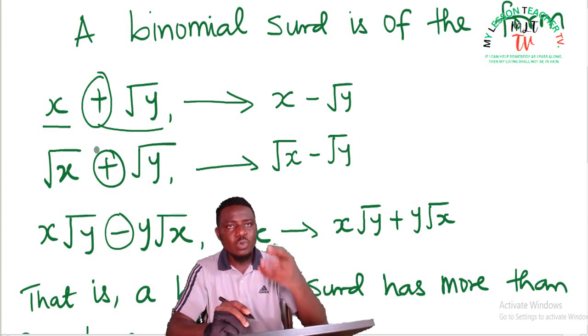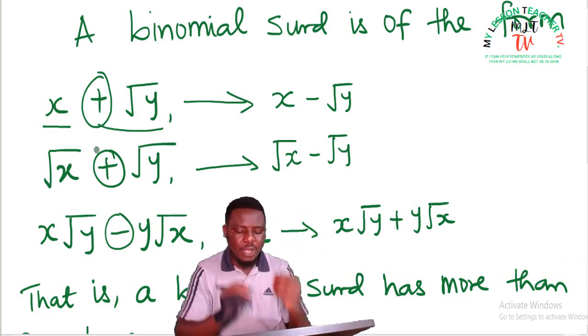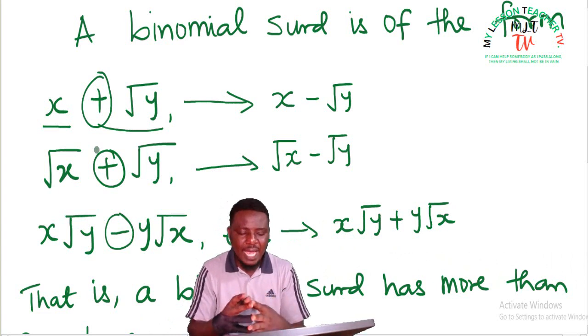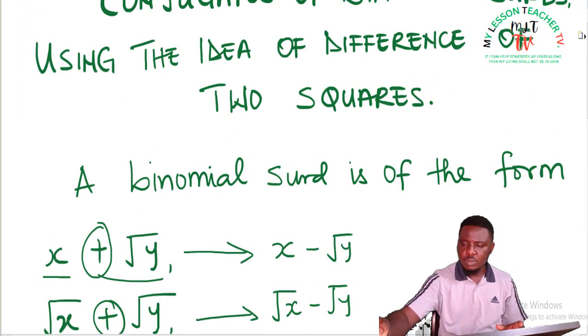Now, we said to rationalize a binomial surd, you are to multiply that surd by its conjugate. Now that we have known the conjugate, all you need to do is to multiply the surd and its conjugate together, and it gives you a rational number. So we shall be taking some examples. Example 1.